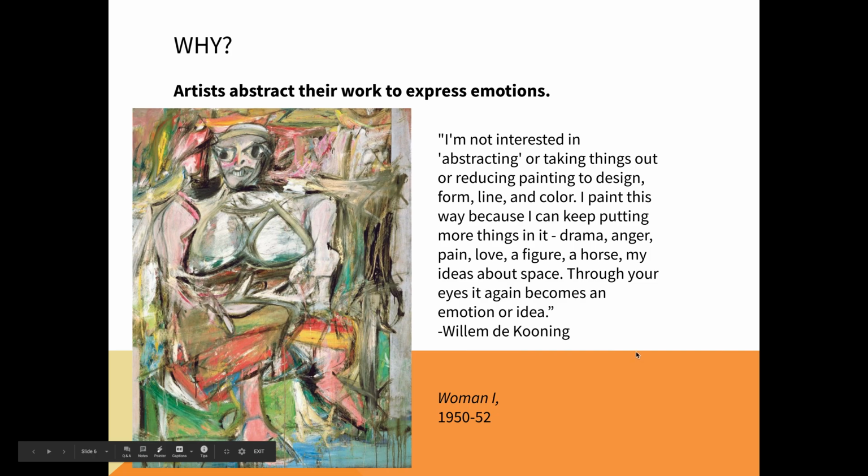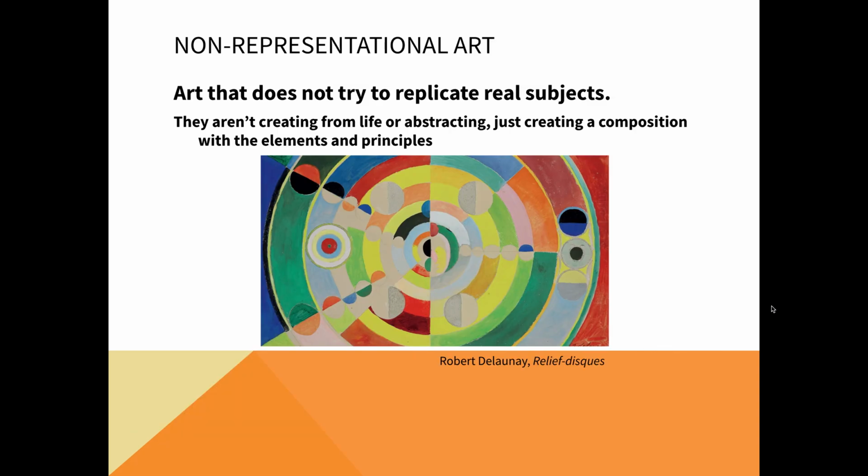So reducing things to focus on subject matter, or to abstract and express emotions, those are two of our main reasons. There's definitely more reasons, but those are two good ones to talk about. Now, our third and final type of art is non-representational. So this is the exact opposite of representational art. It does not try to replicate any real subjects. There's no subject matter. They're not creating from life. They're not abstracting. This is just a composition with just elements and principles.